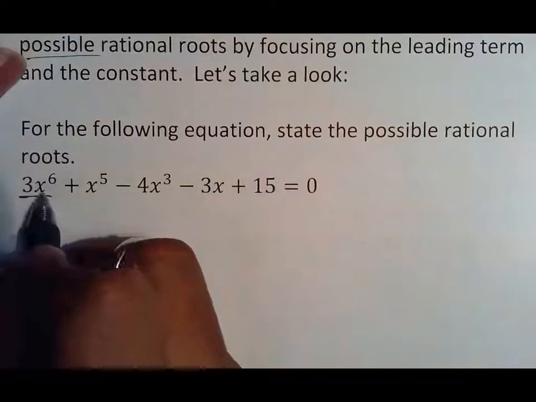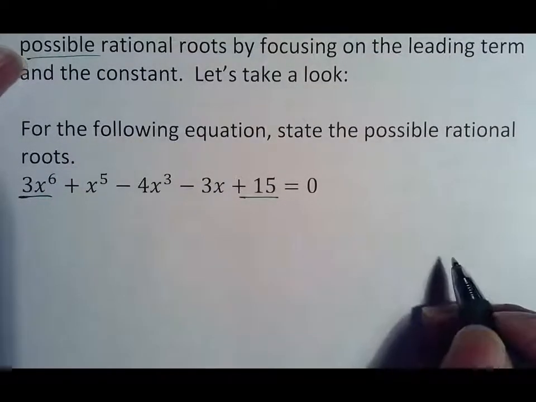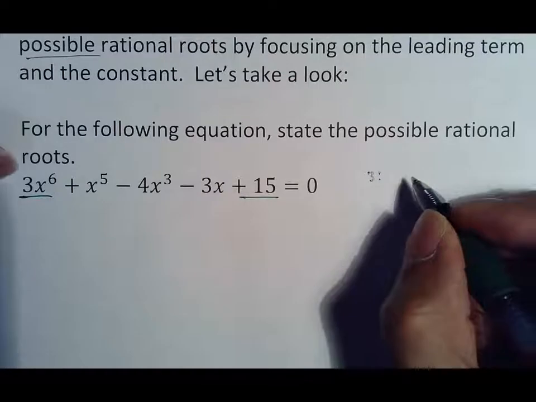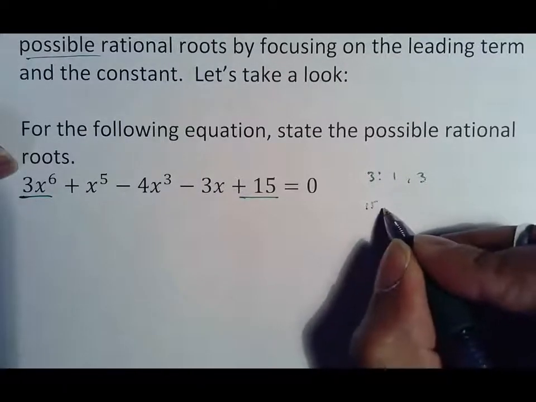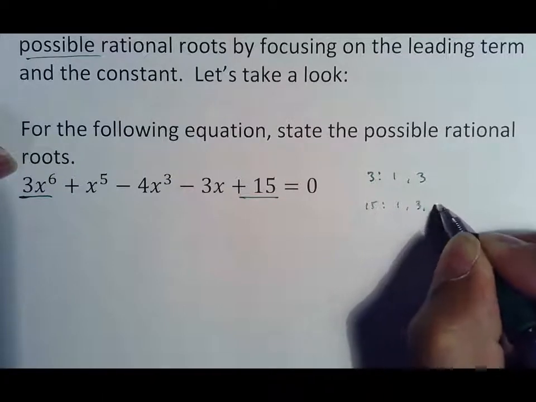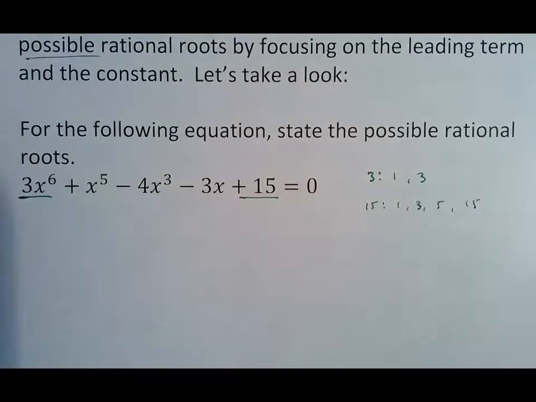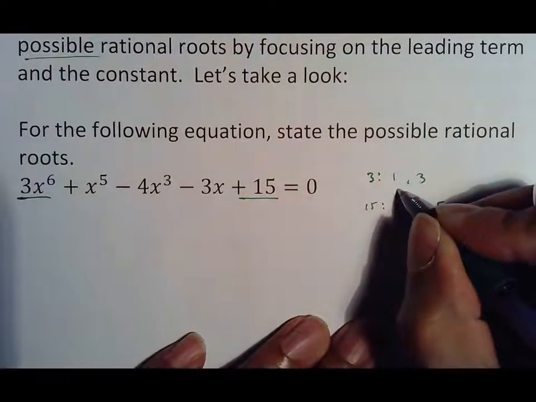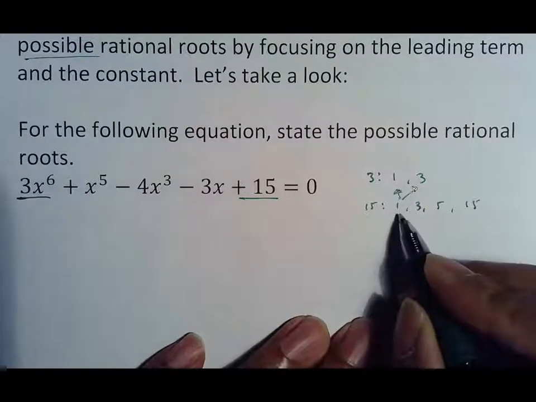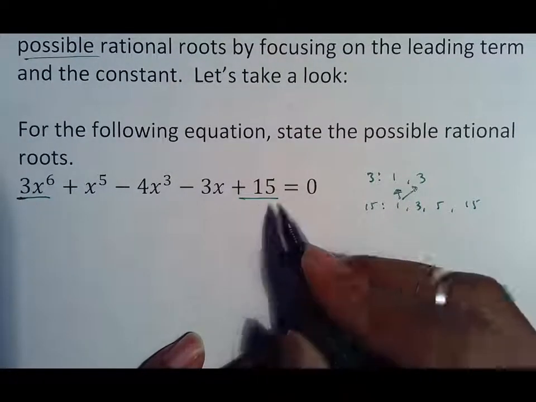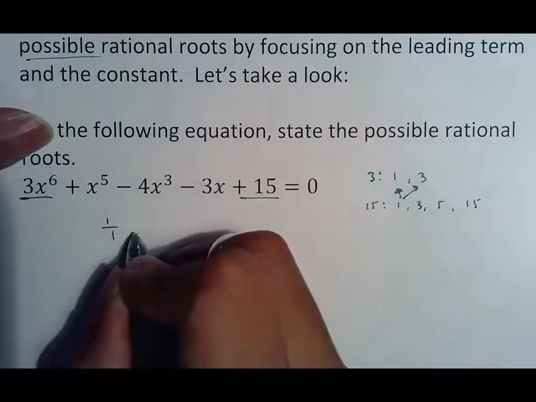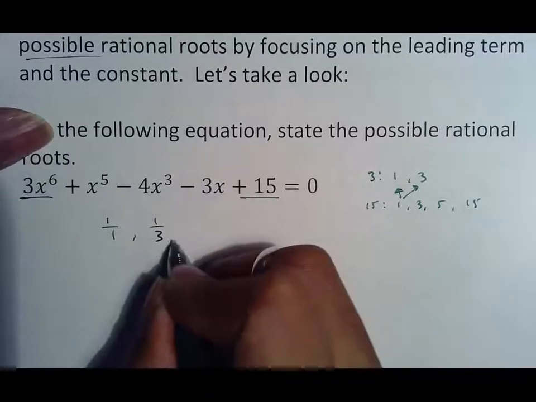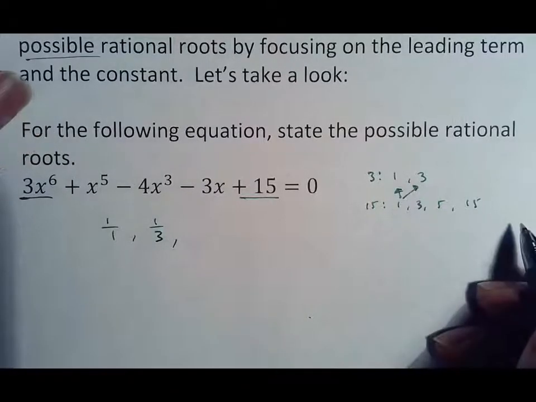So again, what we look at is the leading coefficient of 3 and the constant of 15, and we take the factors of each. The factors of 3 are 1 and 3. The factors of 15 are 1, 3, 5, and 15. Those are the numbers that go into 15. And what we are going to do is take each of these, the factors of the constant 15, and put them on top of each of the factors of the other number. So 1 over 1, as well as 1 over 3.